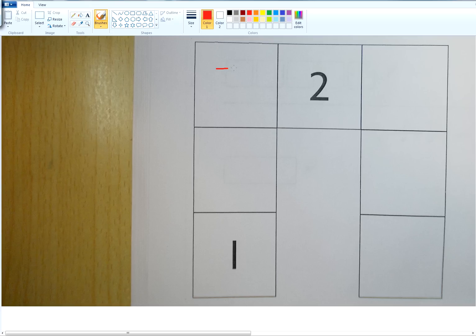Okay, so what numbers do we have here? 5, a 2 and a 6. And the middle one could be 7 and a 4. And the bottom last one could be 3.